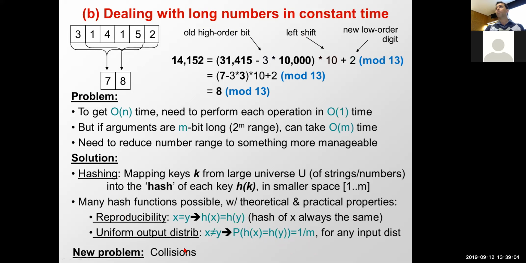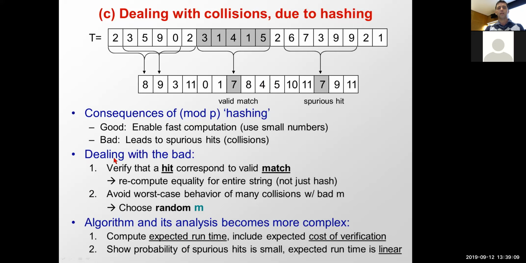And now to deal with collisions, we basically have to verify that every hit, which means that the hash matches, corresponds to a valid match, which means that the original numbers match. Okay? So we need to recompute the equality for the entire string, not just the hash, and to avoid the worst-case behavior of many collisions with some bad m. So if I choose a very bad m, then I will have a lot of collisions because many of these numbers will fall to the same bucket.